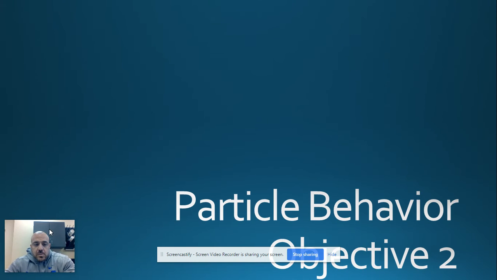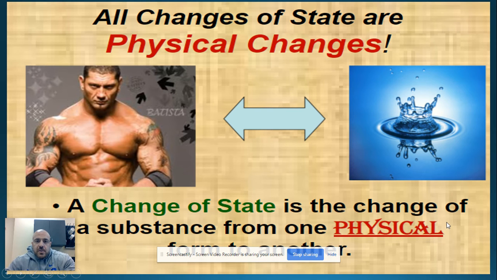All right, let's get into objective 2 of our particle behavior unit. So we're going to talk about changes, how you can change from one state of matter to the next. Remember, we talked about the states of matter being solid, liquid, and gas.